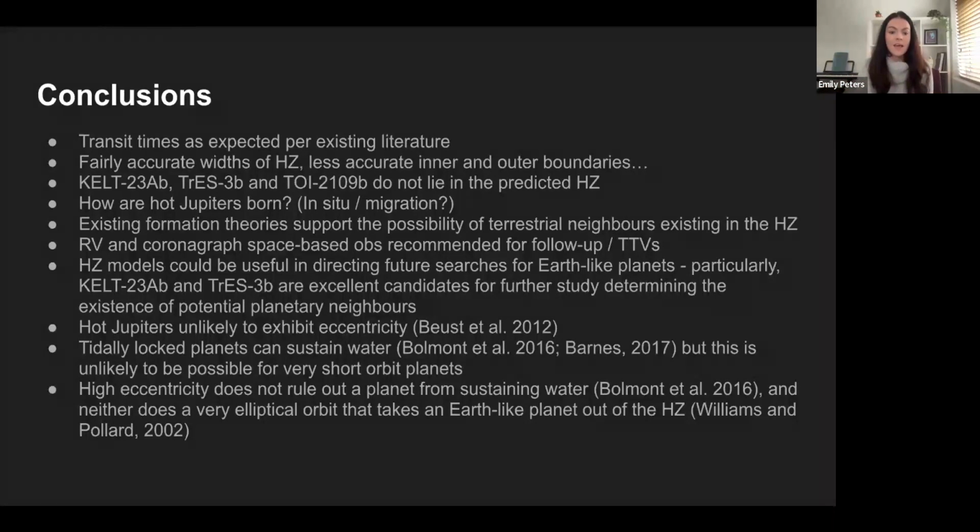So to wrap things up with a couple of suggested future studies: expanding this modeling and applying it to a wider range of stars and unknown exoplanets. And as mentioned, the purpose of this would be to narrow down targets for future space-based observations.